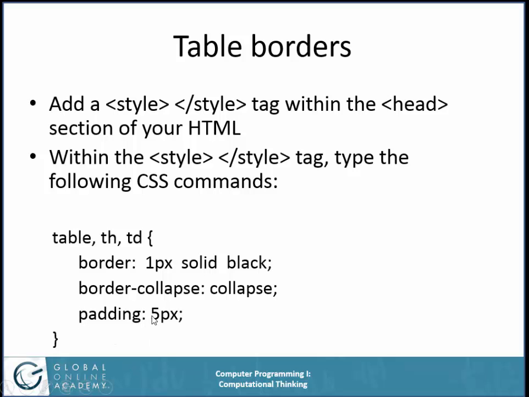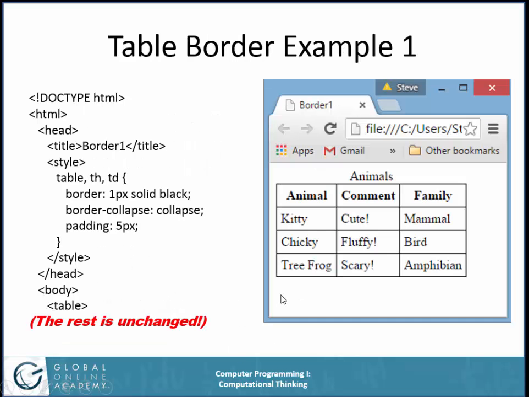And padding says around every element, either a table, table heading, or table data, put 5 pixels of white space around everything. So there's a little bit of room between the first column and the second column, between the top of the row and the bottom of the row. So let's see this in use.